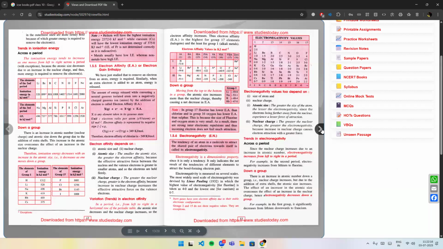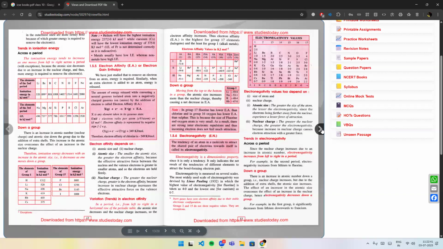The greater the nuclear charge, the greater is the electron affinity, because an increase in nuclear charge increases the effective attractive force on the valence electrons. Variations in electron affinity. In a period, that is from left to right in a horizontal row of the periodic table, the atomic size decreases and the nuclear charge increases. So, the electron affinity increases.